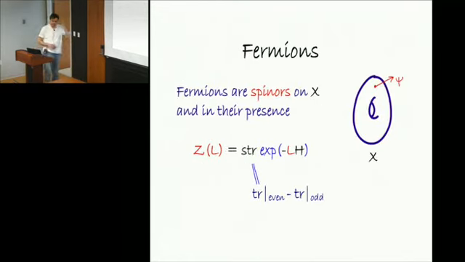Now if there are fermions in the theory, then you can in principle consider periodic or anti-periodic boundary conditions. We'll take periodic, in which case this is the partition function. In the presence of fermions, your Hilbert space is Z2 graded. There are even vectors and odd vectors, and you have to take the trace over the even and subtract the trace over the odd.